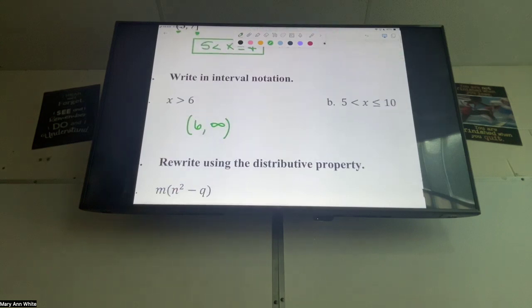All right, my next one I think is easy. When I have 2 numbers, those are the 2 numbers I use. Which number goes first? Good. Small goes first, big goes second. Parentheses or bracket with the 5. Parentheses or bracket with the 10. Good.